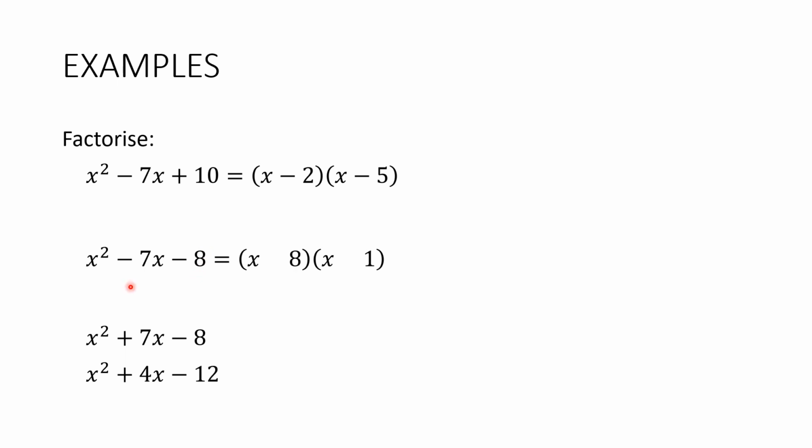Now furthermore, looking here, we want the bigger one to be negative. So that's the 8. So let's just check that one out. We've got x take away 8x gives us negative 7x, so that's correct.